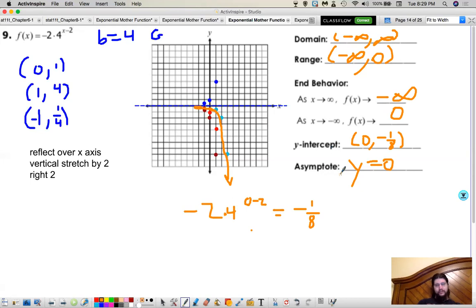All right, that's it, guys. That's graphing the mother function and transforming the mother function. Done. Next up, we're going to solve these mother functions. That's going to be another video. See ya.